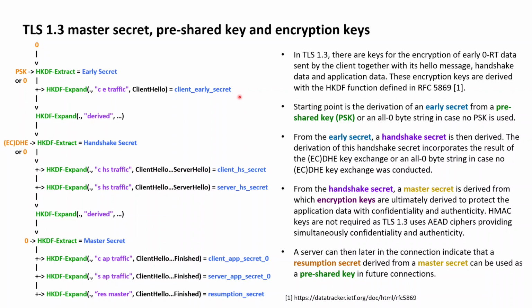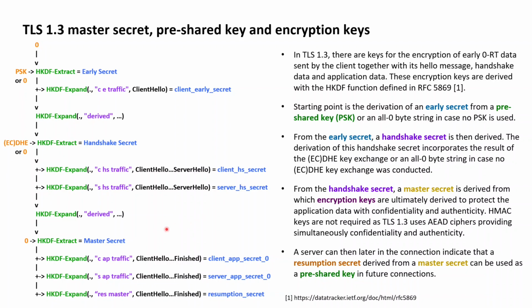The derivation then continues into the derivation of a handshake secret from the early secret, which incorporates the result of the ECDHE key exchange conducted, or in case no ECDHE key exchange was conducted, the derivation of the handshake secret simply incorporates an all 0-byte string. HKDF is then used to expand the handshake secret into a client handshake secret and a server handshake secret, which then form the basis for the derivation of encryption keys and initialization vectors used by the client and the server to encrypt their respective handshake messages.